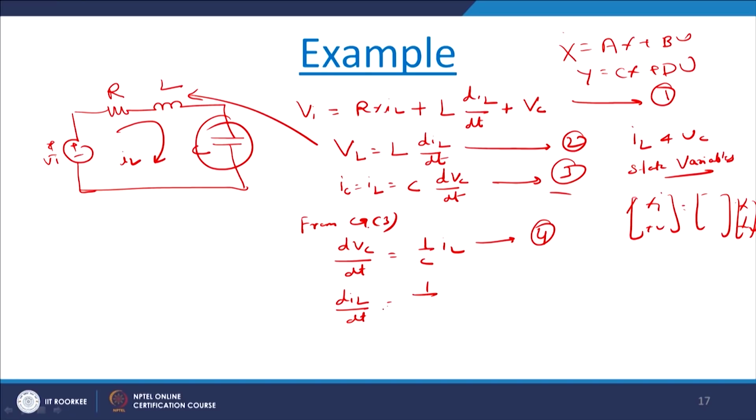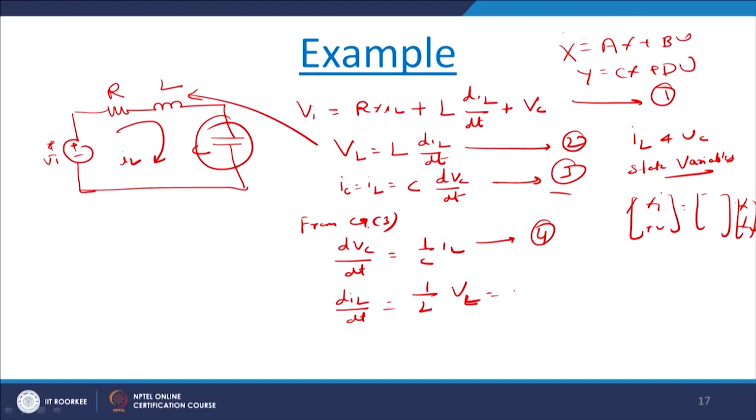equals 1 by L into VL. So we will find that here we will get VL, but our state is VC. That means this particular part VL we have to write down in terms of VC. So how will we write it in terms of VC? We can write, so here we will find that this part equals VL. So VL equals VI minus RI into IL minus VC.